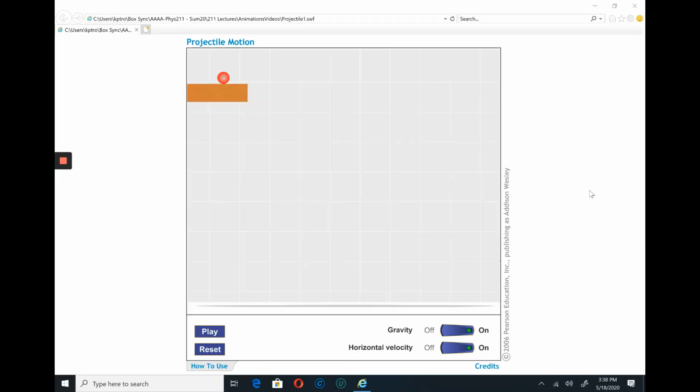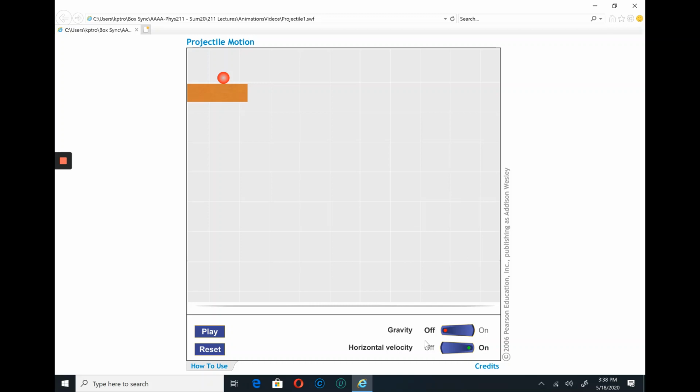See an animation that hopefully helps put some of this into perspective. Notice down here at the bottom right, I have controls for gravity and horizontal velocity. So what I'm going to do first is turn off gravity. That would be something kind of interesting if we could do on planet Earth, wouldn't it? In a physics classroom. Well, at least with the computer we can do that.